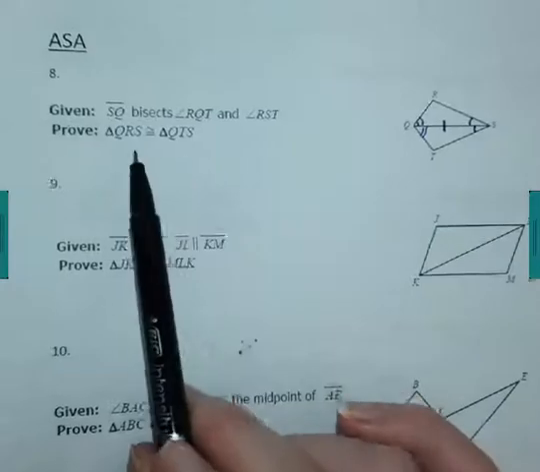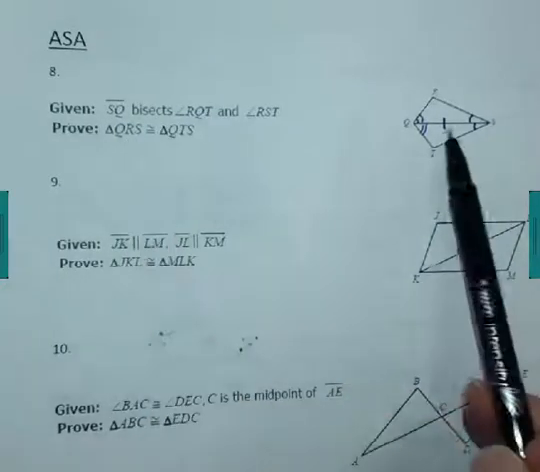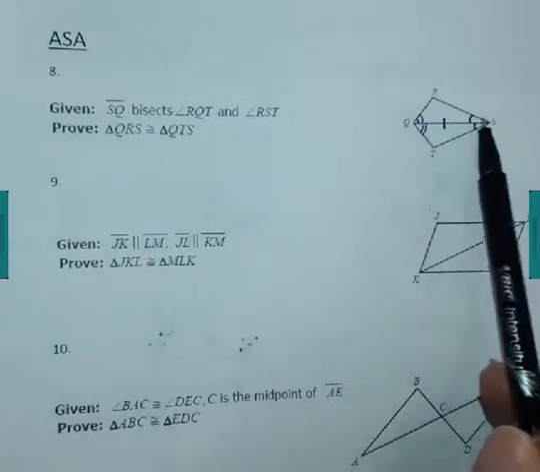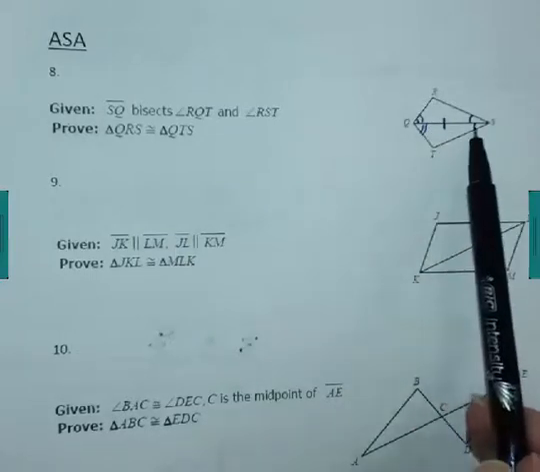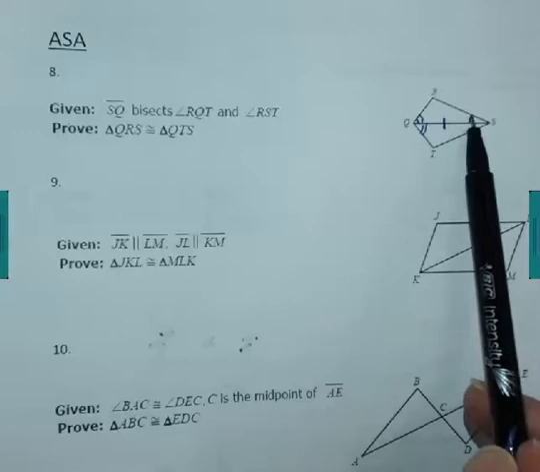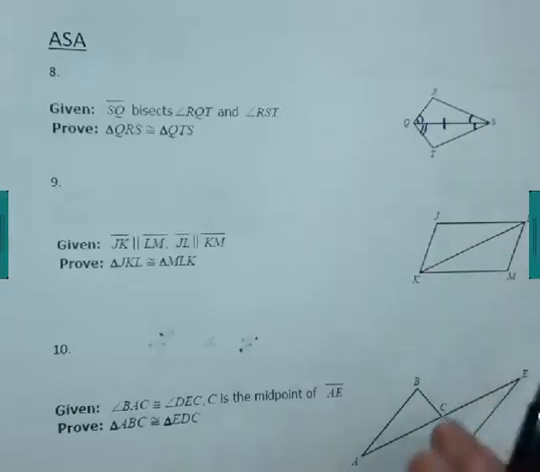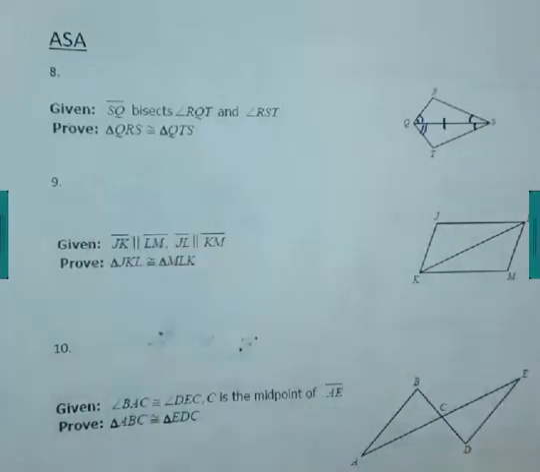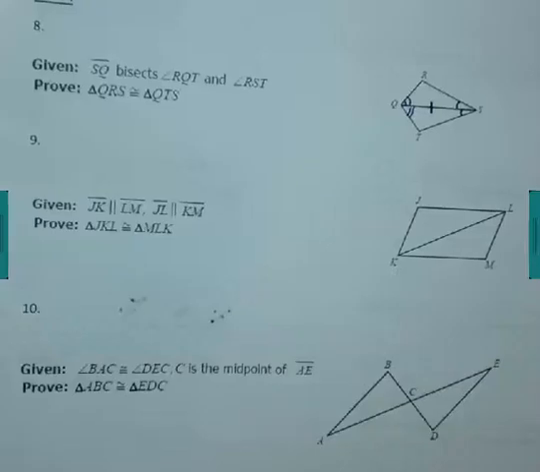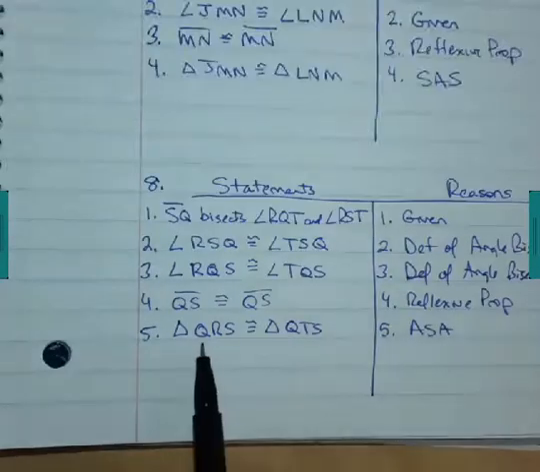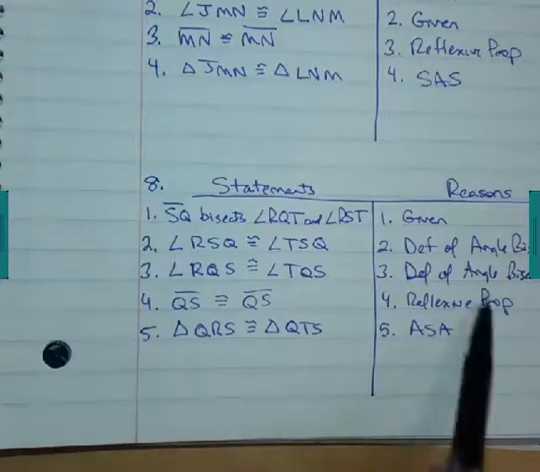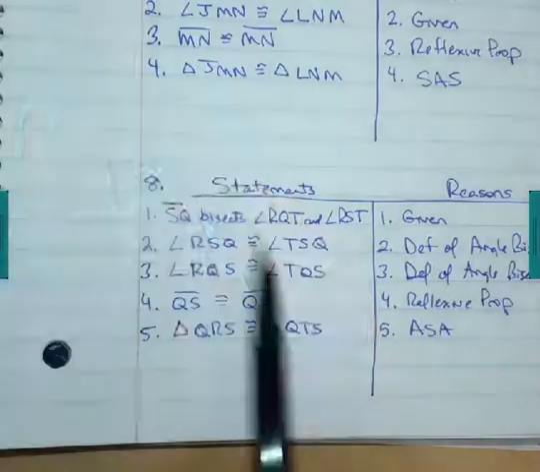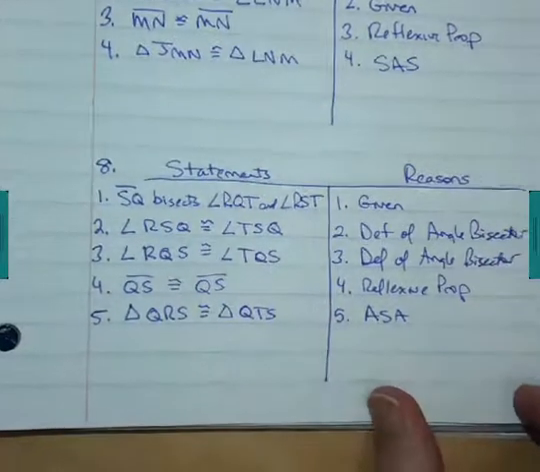At this point I want to look and see, do I have enough information to prove that QRS, this triangle here, is congruent to QTS? Well, it looks like we do have an angle, a side, and an angle that's congruent to an angle, a side, and an angle, so we do have enough. So we're going to go ahead and write that statement. And the way it will look once you're done is we write what we're proving and put ASA. So that's another one done. Make sure that you're numbering all of these so that you know which ones you have completed.